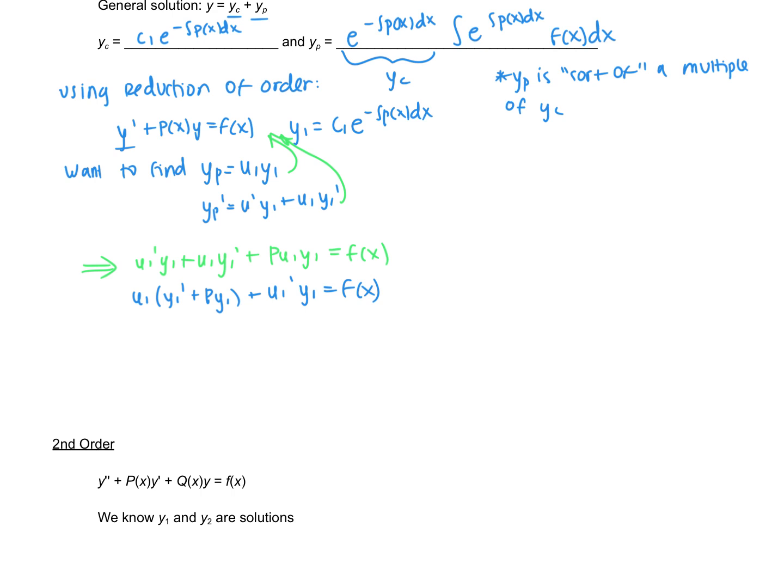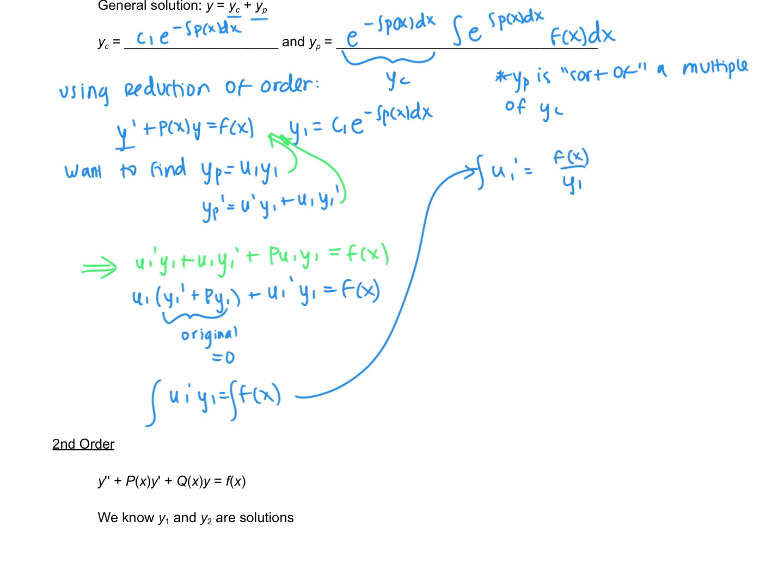Now, if you remember, initially we solved our homogeneous equation. So this is the original equation, and if it's homogeneous, that's going to equal 0. So what that gives us then is that u1 prime y1 is equal to f of x. So of course, we're going to integrate. So I get u1 prime is equal to f of x over y1. I'm going to integrate. So I get u1 is the integral of f of x over y1.